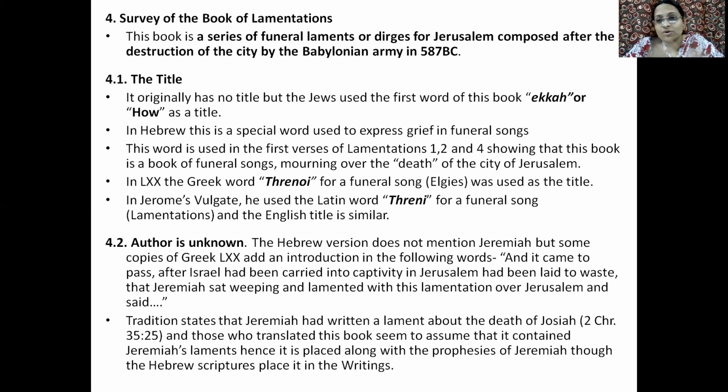So Hebrew scriptures do not know who has written it, so they have placed it in the writing section and canonized it later on. But due to the LXX and the translation done for the lament of Josiah, they feel that it is similar to the lament that was done for Josiah, and they feel that probably this is the same person who has written this lament also, and that is why they have placed it along the book of Jeremiah. But you have to understand that Hebrew scriptures do not have any name associated with it.